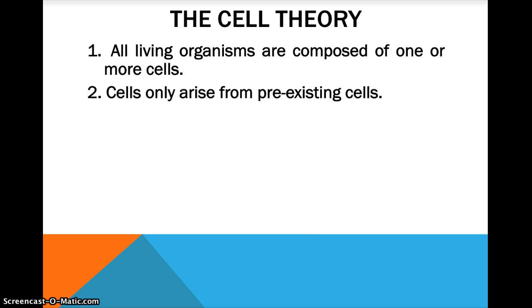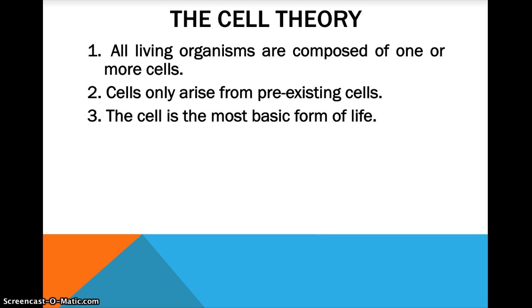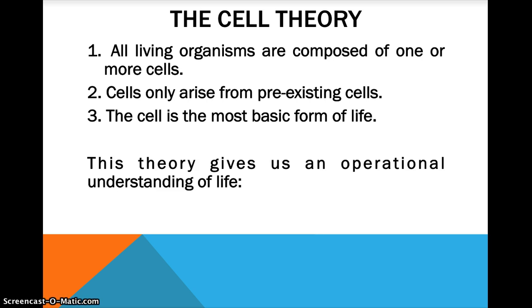Alright, so the third part of the cell theory is that the cell is the most basic form of life. This means that of everything in the world that's alive, it's not made up of anything smaller than a cell. Like we said before, there are unicellular organisms that are only made up of one cell, and those are the smallest forms of life. So, this theory, the cell theory, gives us an operational understanding of all life, which is pretty huge if you think about it.